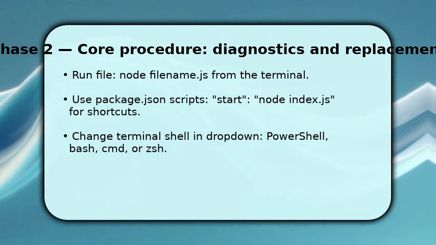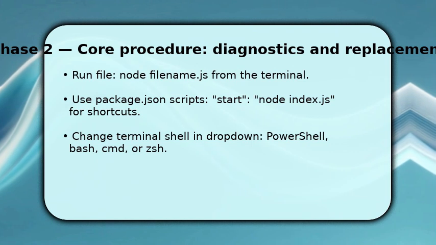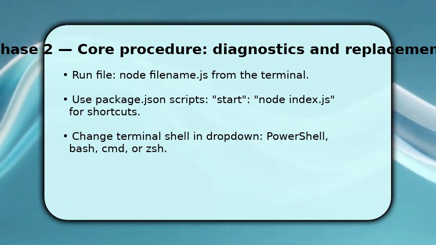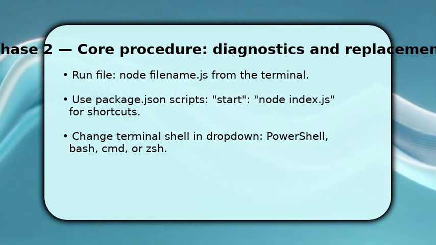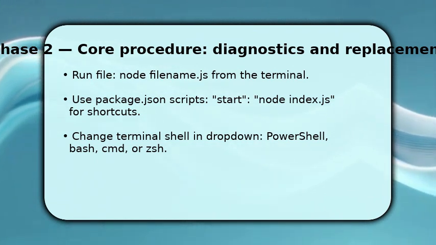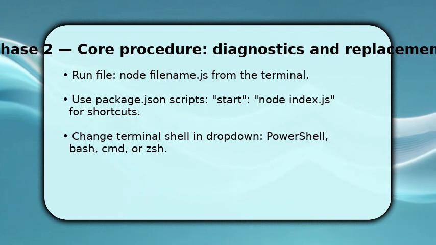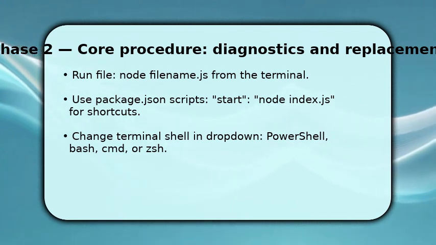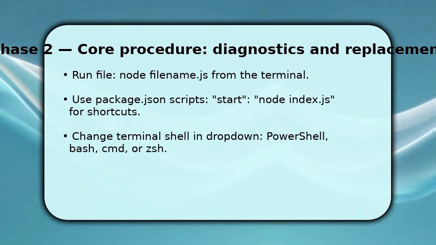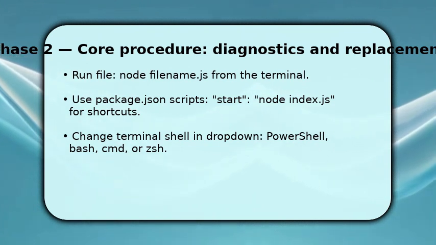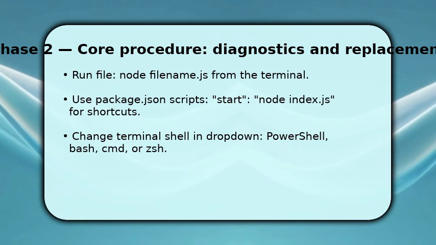For repeatable commands, add a script in package.json, for example start: node index.js, and run it with npm run start. This standardizes tasks. If environment differences matter, change the terminal shell from the drop-down to Bash, PowerShell, CMD, or ZSH. Once changed, restart the terminal to pick up new path values or shell-specific configuration files.